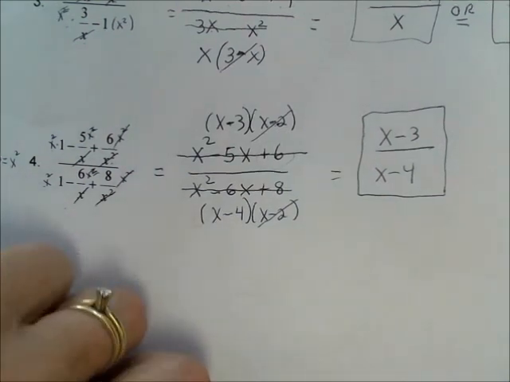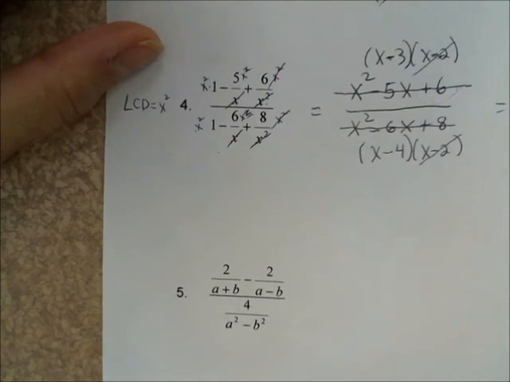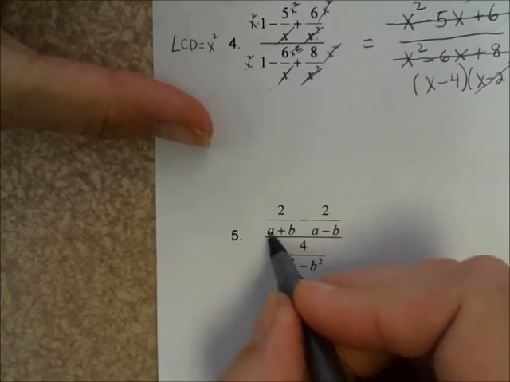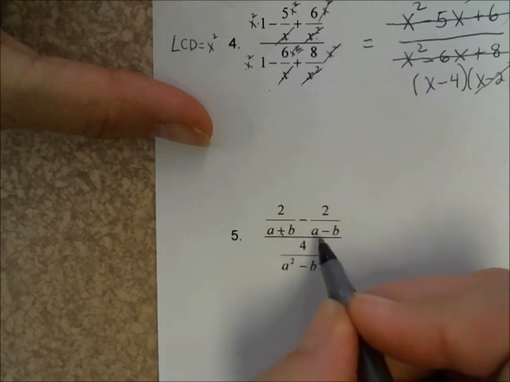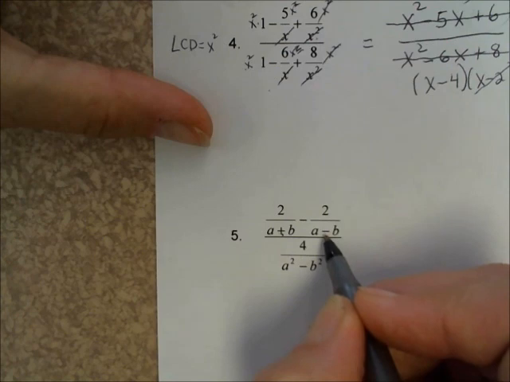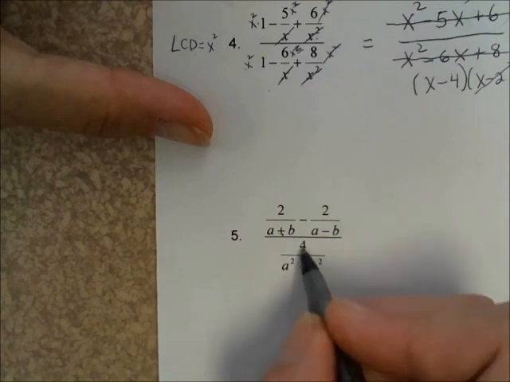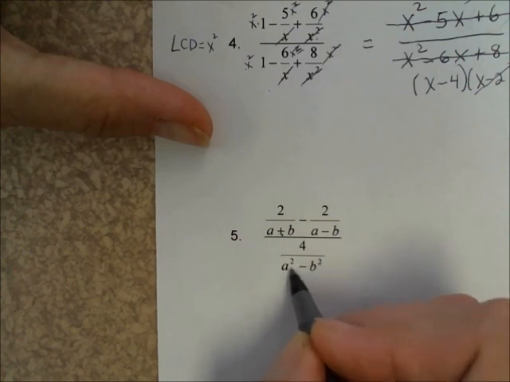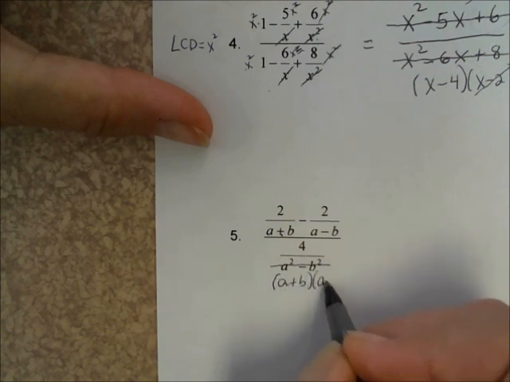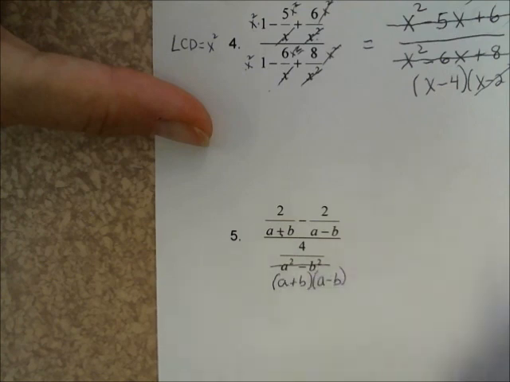And then the last problem, this one is a little tricky because what we have is a plus b, which is not the same as a minus b, because one is a plus and one is a minus. They're not the same at all. In the denominator, you have a difference of two perfect squares. So what I'm going to do is factor this denominator down here, a plus b times a minus b is that denominator.